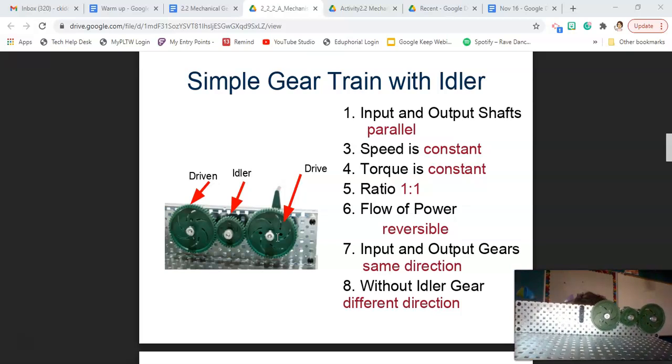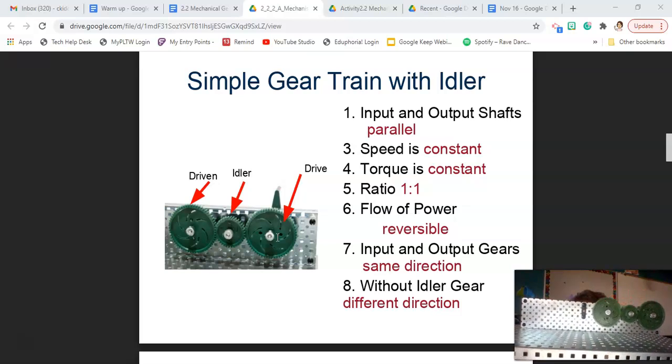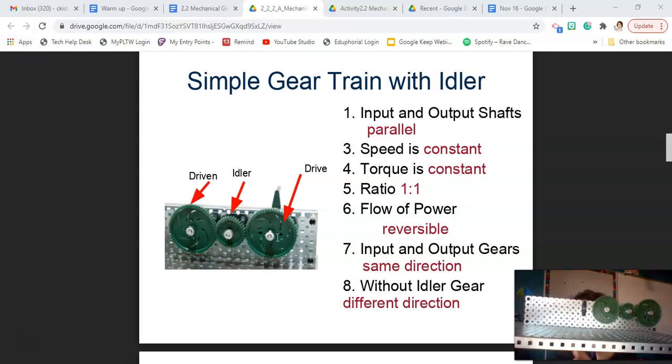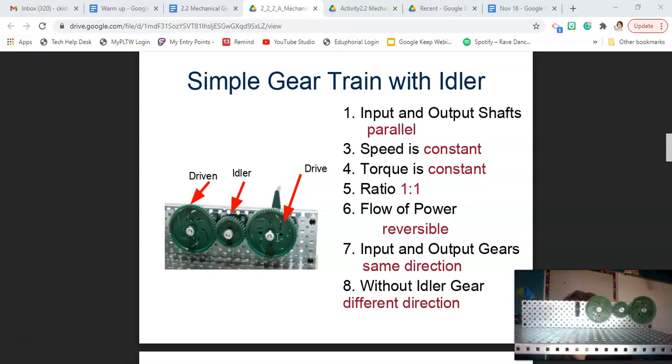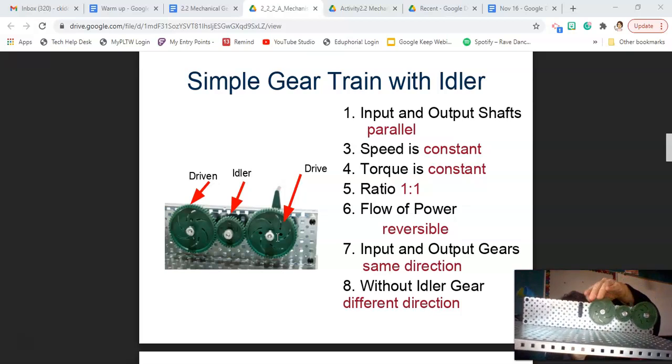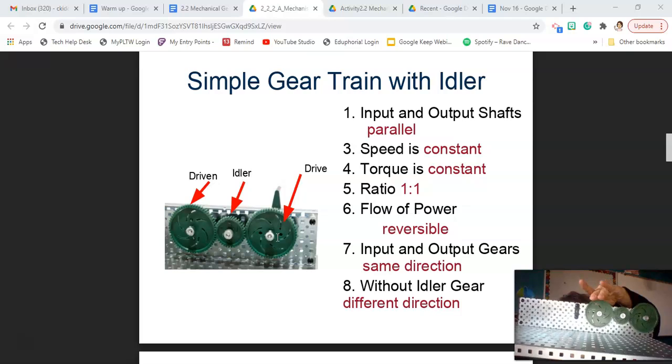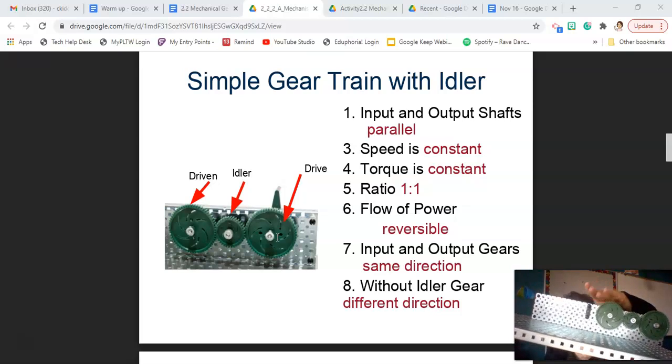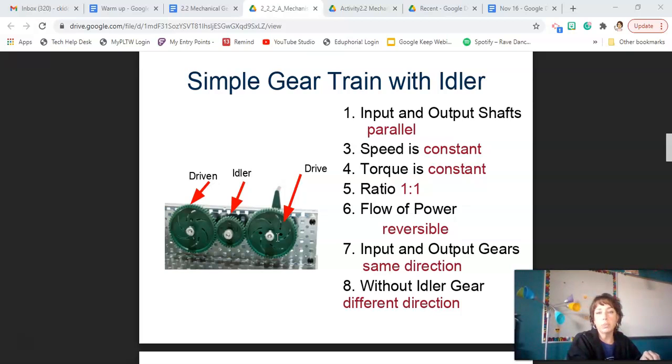Now the flow of power. Is the flow of power reversible? Well, if I'm turning this, and I can turn it either way, okay, that's that. Now the flow of power being reversible is dependent on if I can turn this driven gear and make it still do what it does. And I sure can. Okay, I can turn it this way, and I can turn it this way, and it still works the same way. So the flow of power is reversible.